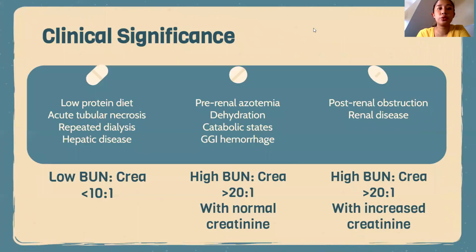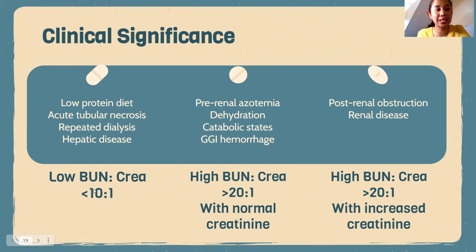Okay, class. So for this part, we'll tackle the BUN to creatinine ratio. Getting the ratio of the two is very important because it also points out where the dysfunction is coming from. So here, for example, is a low BUN to creatinine ratio.